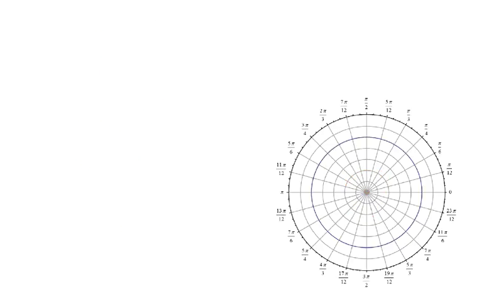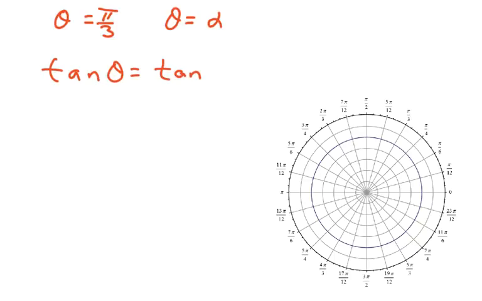Alright, next we have theta equals pi over 3. So basically my angle is some form of alpha. So it's a line that passes through the pole at the angle of pi over 3. So what I know is tan of theta, so we're going to do tan, my angle is pi over 3.